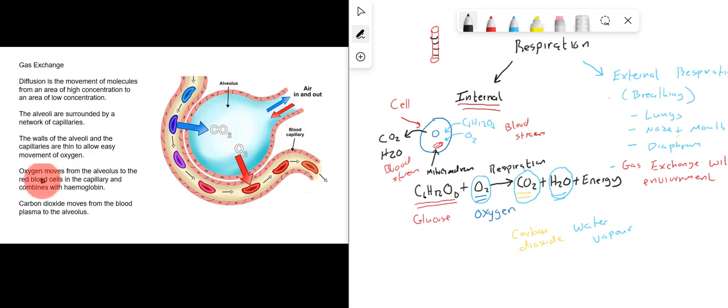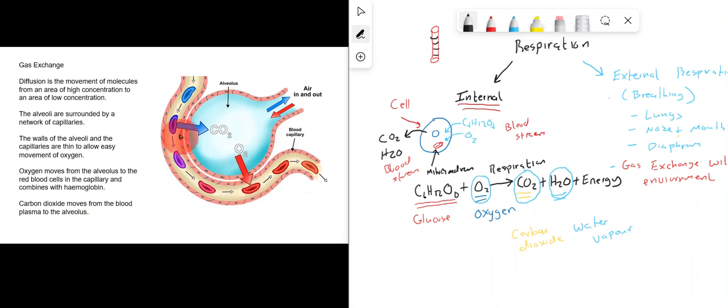Oxygen moves from the alveolus to the red blood cells in the capillaries and combines with the hemoglobin. So when we breathe, the oxygen comes down into the lung, it diffuses across these membranes and attaches onto this substance called hemoglobin in the red blood cells, which allows the red blood cells to soak up the oxygen.